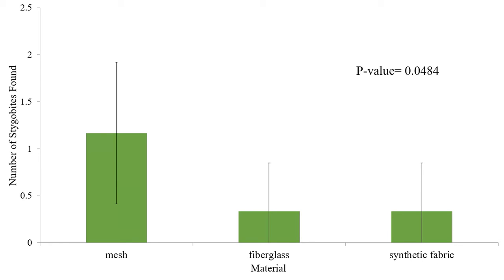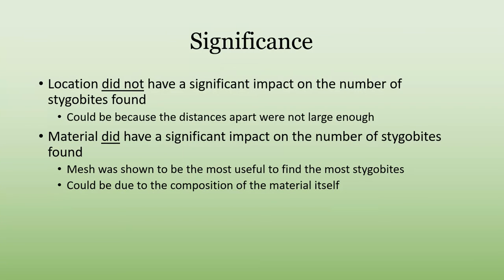And so I did a multiple comparison with a Bonferroni correction, which lowered the alpha value, and found that mesh was the statistically different material. As you can see by the graph, it had a higher average, and that means that I caught more stegophytes using this material. And so to sum that up, location did not have a significant impact on the number of stegophytes found, and material did.